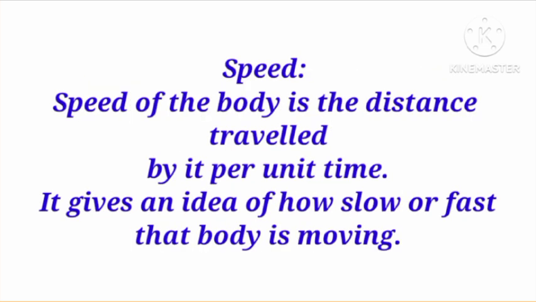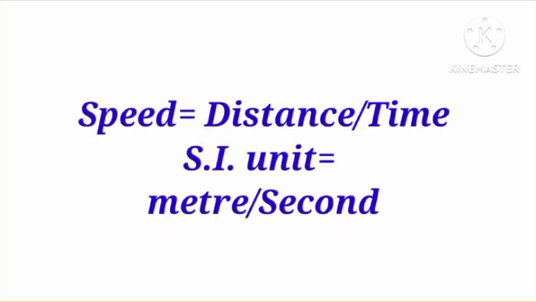Speed. Speed of a body is the distance traveled by it per unit time. It gives an idea of how slow or fast the body is moving. It doesn't matter what the object is, it always gives the idea of how slow or fast that object or body is moving. Speed formula: distance by time. The SI unit for speed is meter per second.